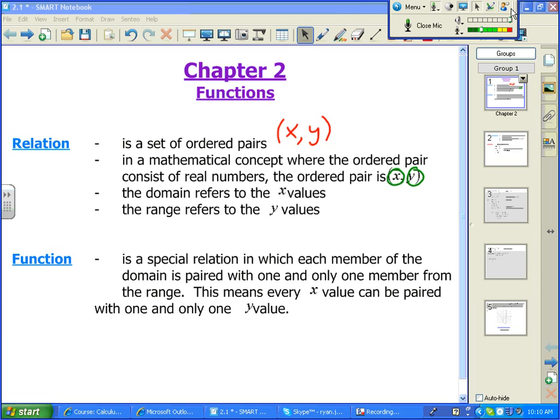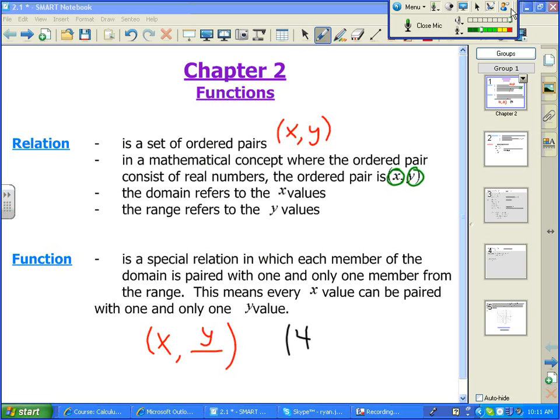Now, a function is a special type of relation, okay, in which each member of the domain, so each member of x, is paired with a specific member of y. They cannot repeat. And this should bring back some memories of Math A30 with your one-to-ones, your one-to-manys, or your many-to-one. Okay, that should be kind of jumping back into your mind.